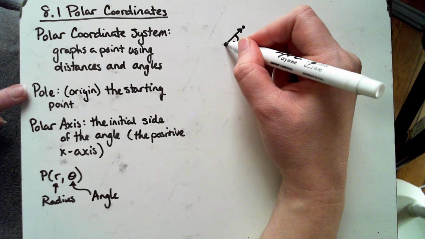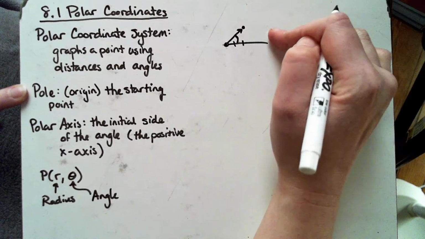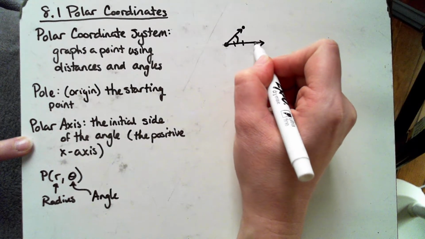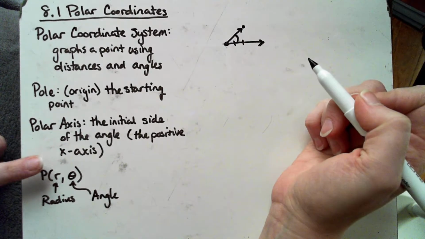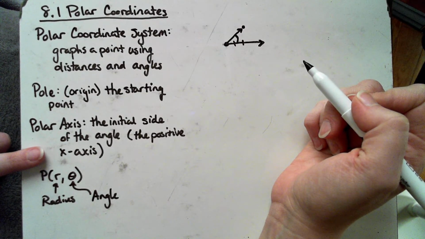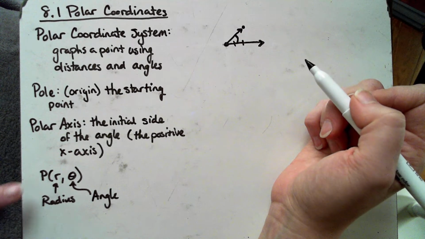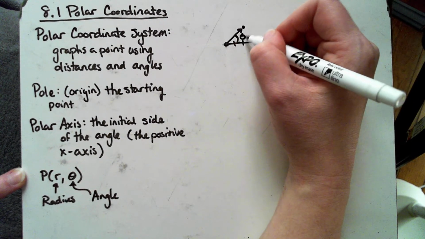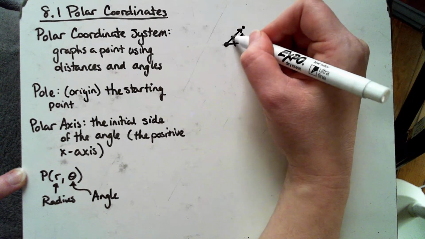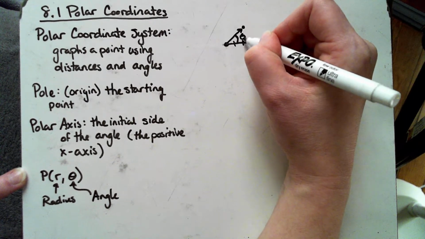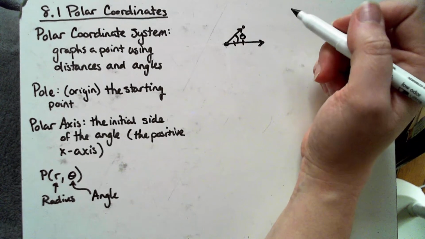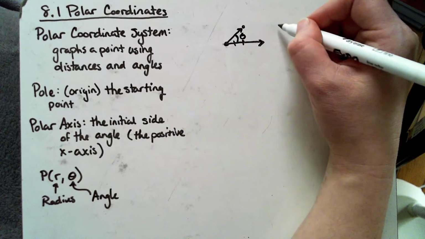Okay, and this starting point is known as the pole or the origin for our polar coordinate system. This line on the positive x-axis is the initial side of your angle. The ordered pairs are written as the radius and the angle, so (r, theta). So this angle here may be pi over 4, because we have equal x's and y's, and this distance here would be 2 times the square root of 2. That would be the point that I just graphed.